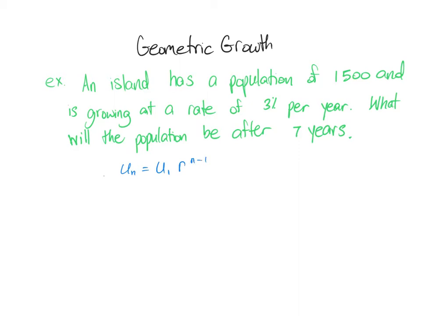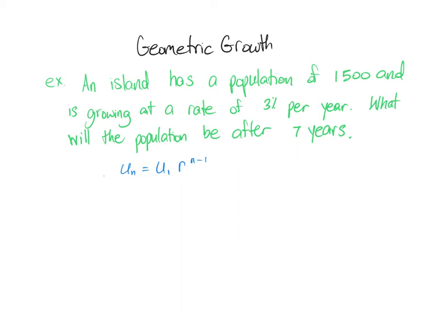But the key thing here is to be able to know what U1 is, what r is, and what n is. All right, so if the population is growing at a rate of 3%, some people are tempted to say that r is 3% or that r is 0.03. It's not, because remember, it's growing. So if the first year it's 15,000, the next year is going to be 15,000, that whole thing, plus 3% of 15,000. So r is actually, for growth, going to be a whole plus that percent increase.